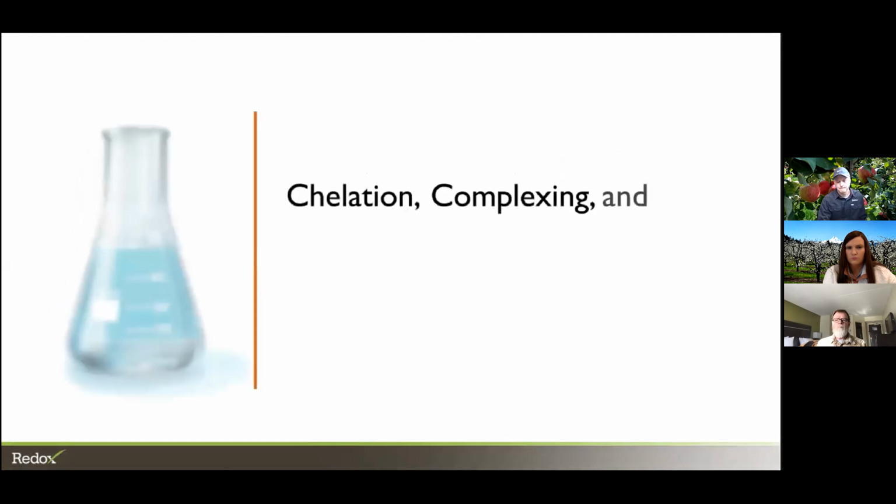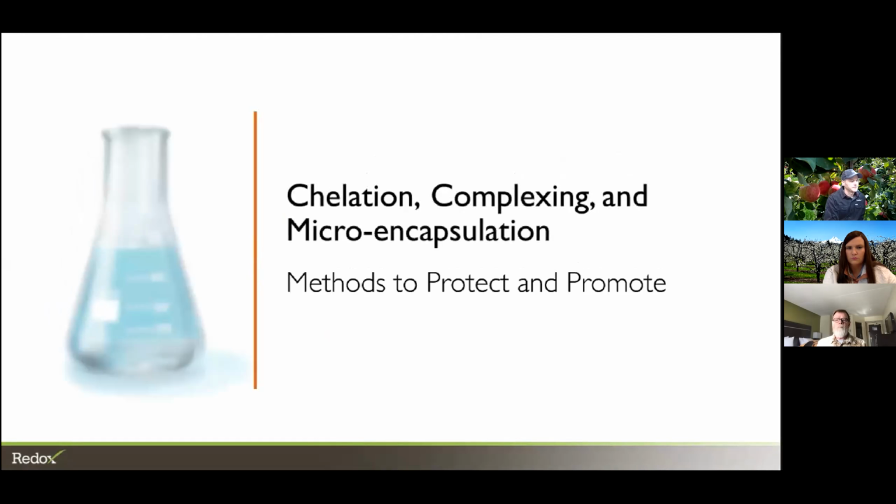Chelation, complexing, and micro-encapsulation, methods to protect and promote plant nutrition.